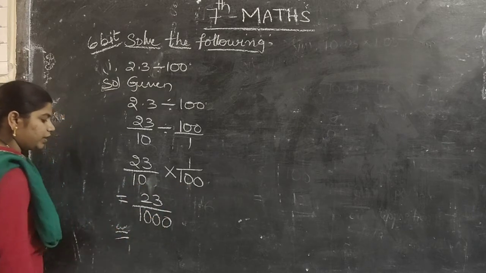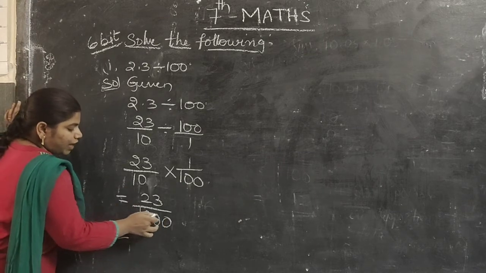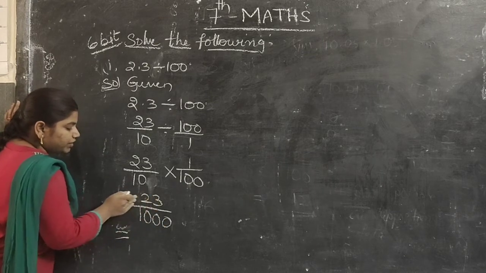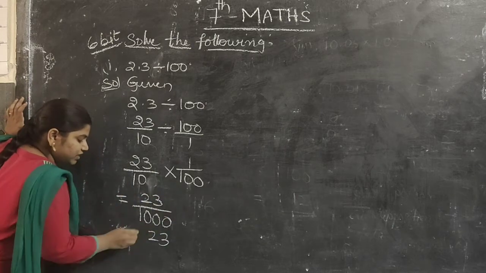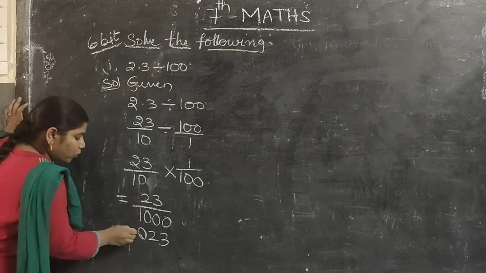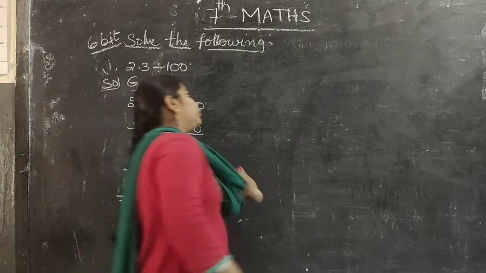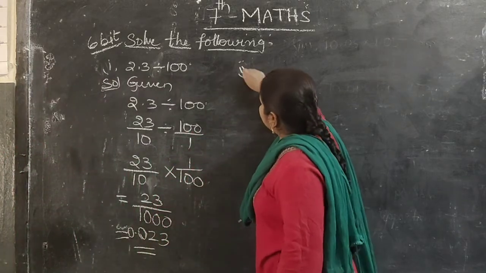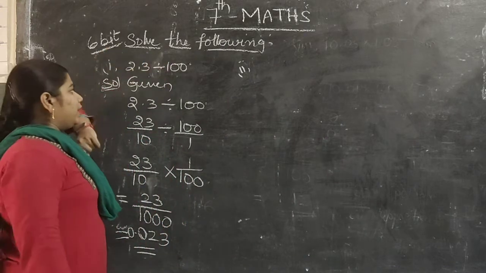So write this 23 by 1000 in decimal form. In the denominator we have 3 zeros. So after 3 digits we have to keep a point. First digit, second digit, third digit, we don't have anything, so I am taking it as 0.0. So what is the result here? 0.023.